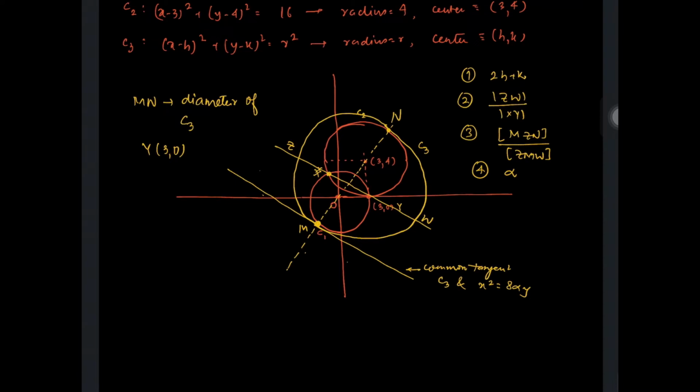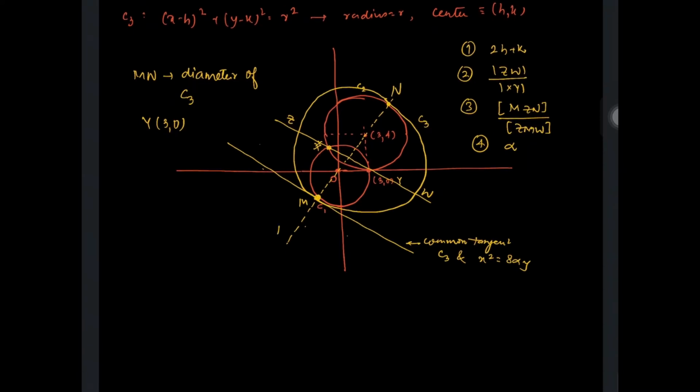Okay, now I know the equation of this line L. So the equation of line L: y passes through the origin, so y minus 0 is the slope of the line, which is 4 by 3, obtained from these two centers C1 and C2, and then x minus 0. So y is 4 by 3 x is the equation of the line.